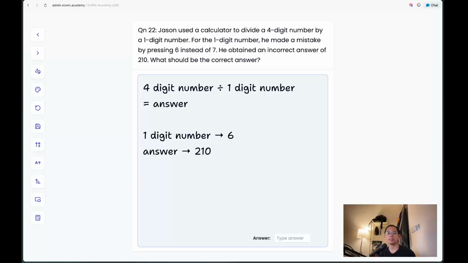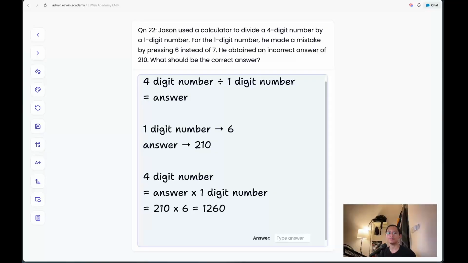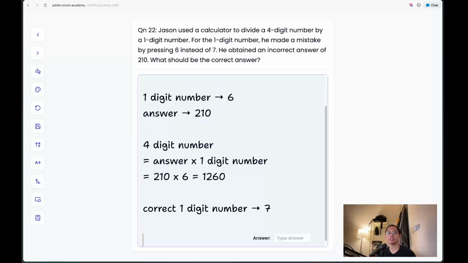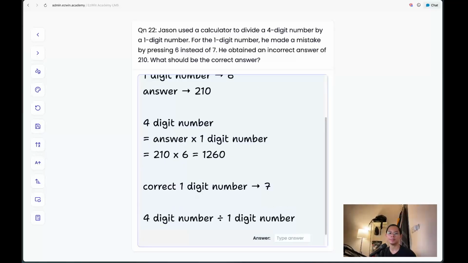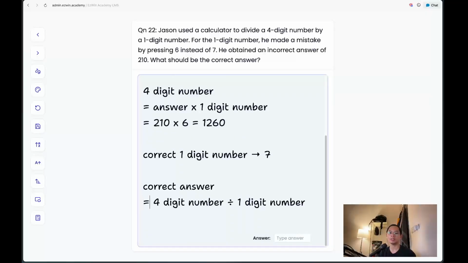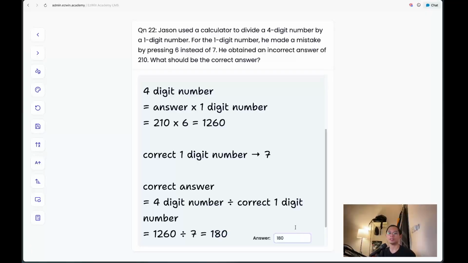Okay, so that means the 4-digit number is equal to answer times 1-digit number. The 4-digit number will then be equal to 210 times 6, which will be equal to 1260. So the correct 1-digit number is 7. That means the correct answer is equal to the 4-digit number divided by the correct 1-digit number, equal to 1260 divided by 7. In this case it is 180. Okay, there you go. That's the answer.